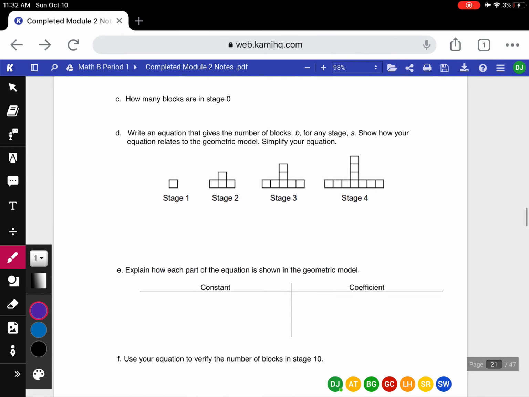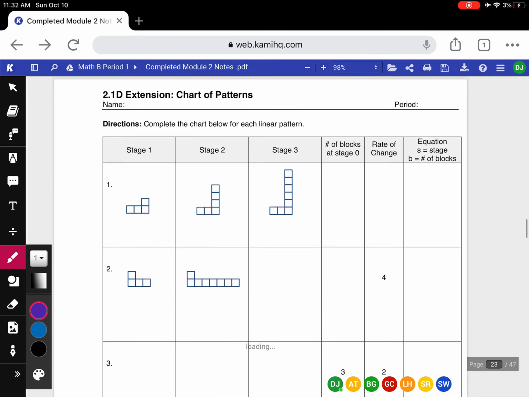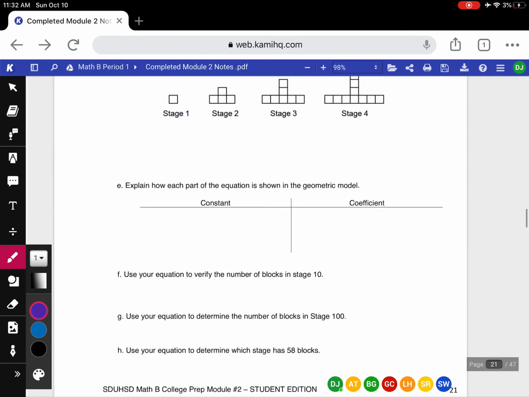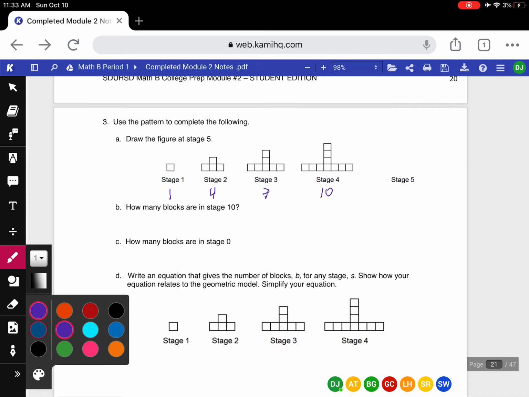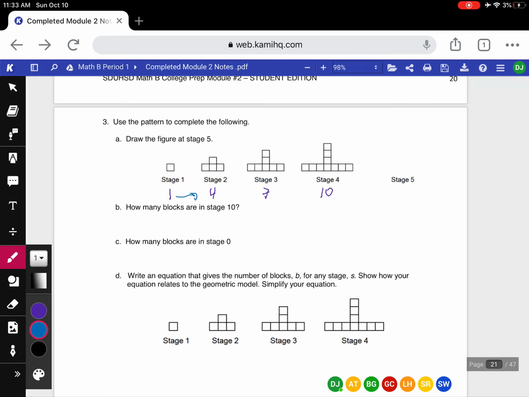Okay, so now what we're going to do is go ahead and look at this pattern again. Over here, I have one block, then I have 1, 2, 3, 4, then I have 1, 2, 3, 4, 5, 6, 7, and then I'm going to have 10 on this one. And what I want us to notice here is every time we increase this stage, my values increase by 3. That means my rate of change, my slope, is 3.